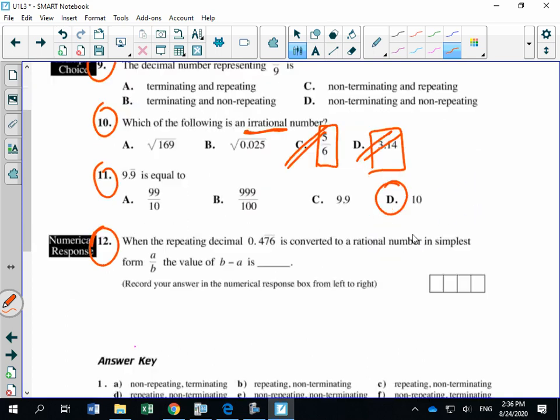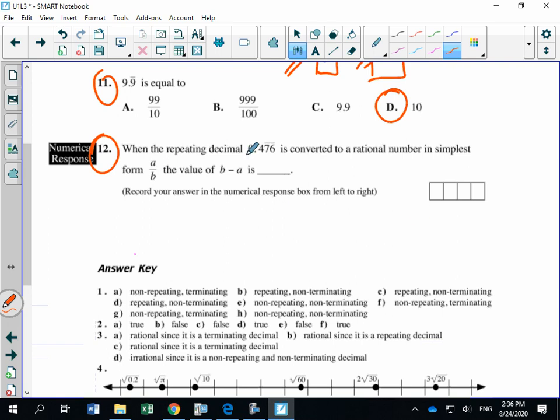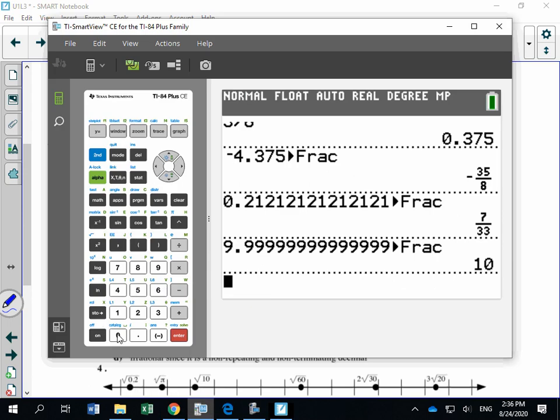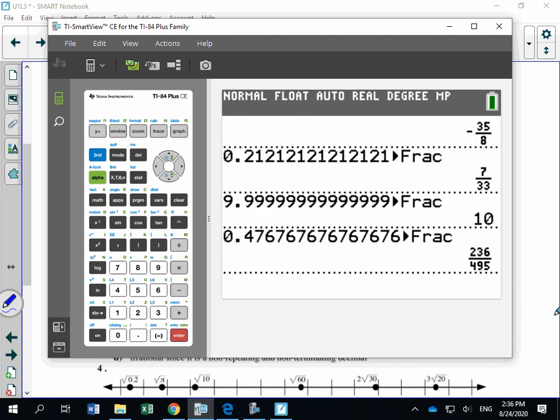Then they say, okay, when the repeating decimal is 0.476, first thing I need you to realize, the bar is over this. Okay, so it's the 76 that's repeating. So we're going to do this one for those of you that don't have the calculator. So 0.476, 76, 76, 76, 76, 76, 76. Okay, Math 1 fraction is 236 over 495.